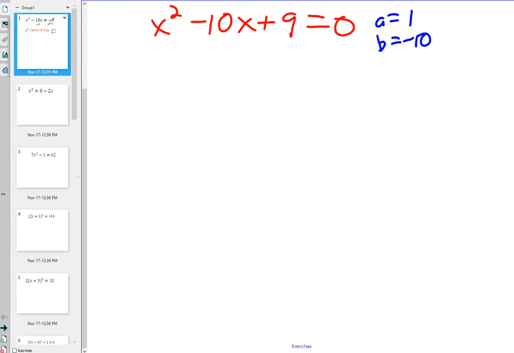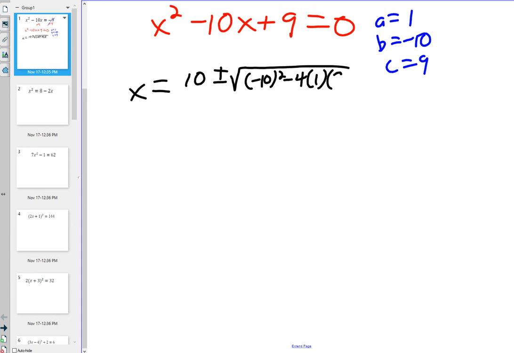A is 1, B is -10, C is 9. So x equals negative b. If b is -10, what is negative b? 10. The first time you write it, you change the sign. So positive 10 plus or minus the square root of -10 squared minus 4 times a times c, over 2a. Right, Soha? So that just basically means switch the sign. That's what it always means. Anytime you put a negative in front of an unknown, it means change the sign.